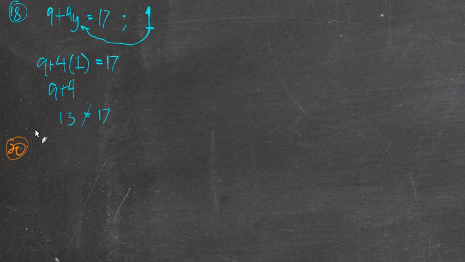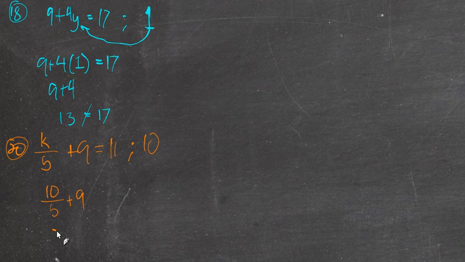So in number 20, k over 5 plus 9 has to equal 11. So if we put 10 in here, will that be a solution? And that means, will this statement be true? So 10 divided by 5 plus 9, that's 10 divided by 5 is 2, plus 9, that is 11. So, yes, it is a solution because the statement is true. It's made true by plugging 10 into k.